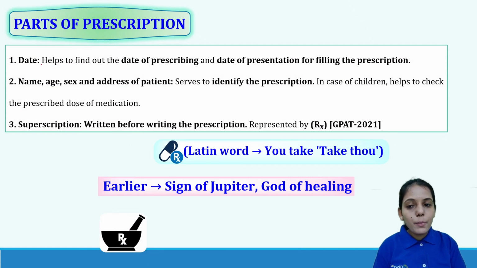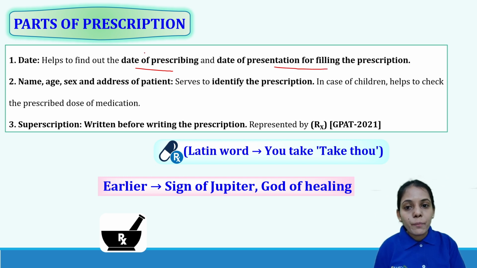So parts of prescription, the first one is the date. Date is important because from the date it will be identified on which date the medicines have been dispensed or given to the patient. So it helps to find out the date of prescribing and the date of presentation for filling the prescription.